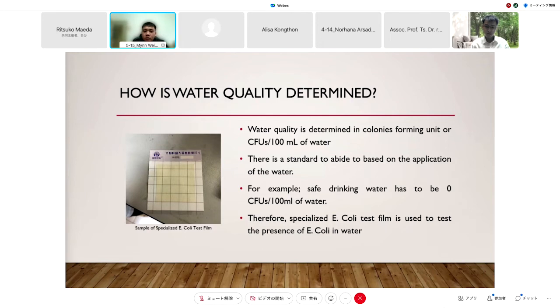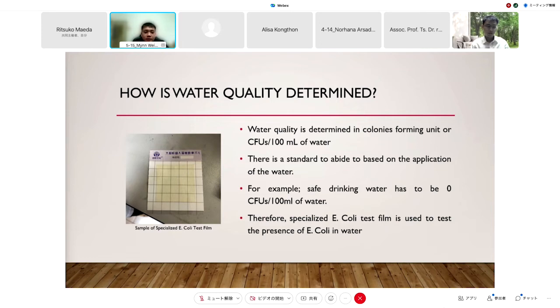All right, so there is actually a standard to follow too, where we are determining the quality of the water. For example, the drinking water that we are drinking every single day, for safe consumption, it has to be 0 CFU, meaning that it's totally clean. There is no E. coli specimens inside the water, right?